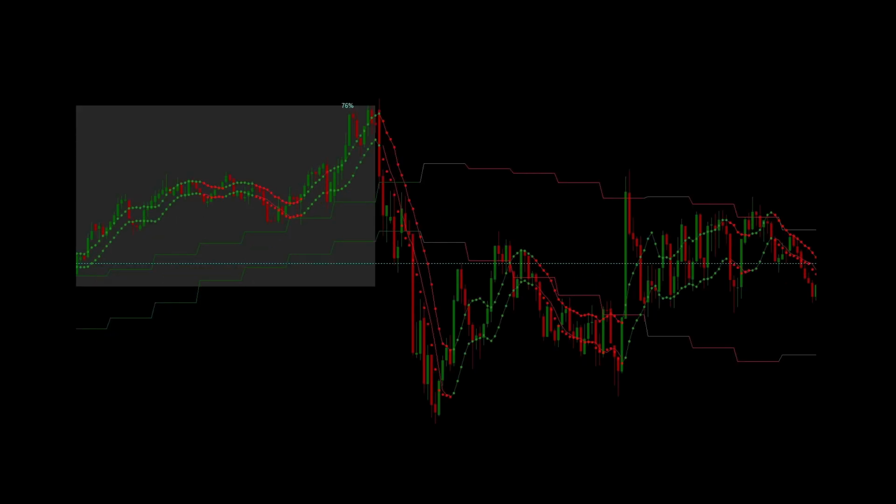So one last example here. This is the kind of condition also that I absolutely avoid. Mainly consolidation phases.